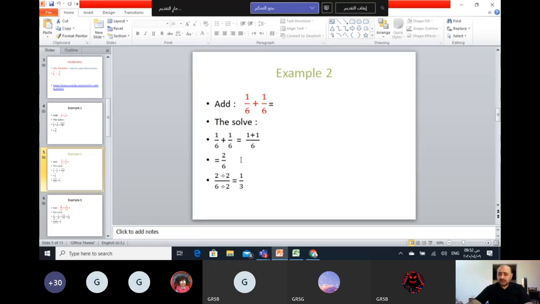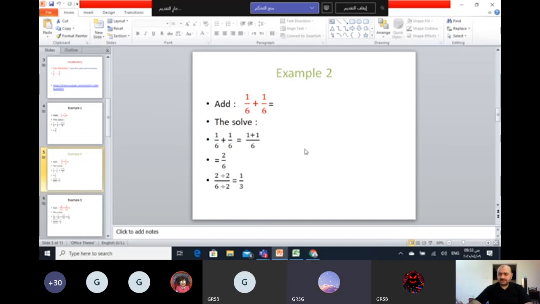This is not the last answer because I can write this answer in simplest form. How? Take 2 and 6, find the GCF, which will be 2. Then go back to the fraction and divide numerator and denominator by the GCF, by 2. 2 divided by 2 will be 1 and 6 divided by 2 will be 3. So this is the last answer. This is the simplest form.